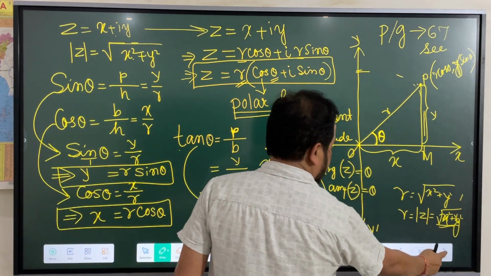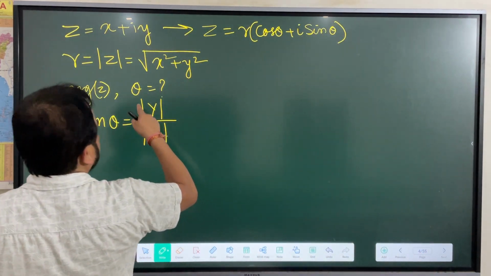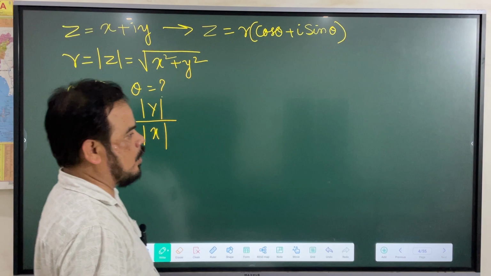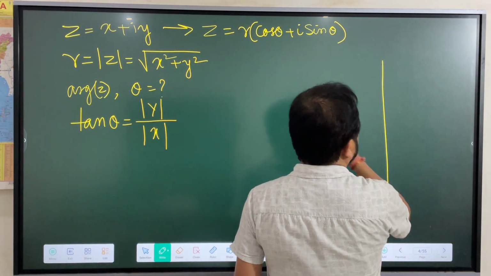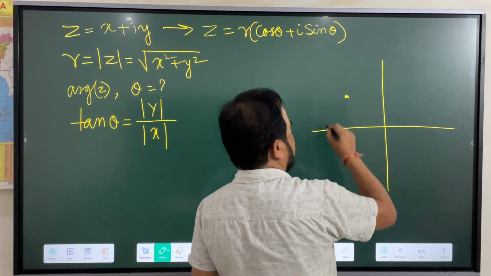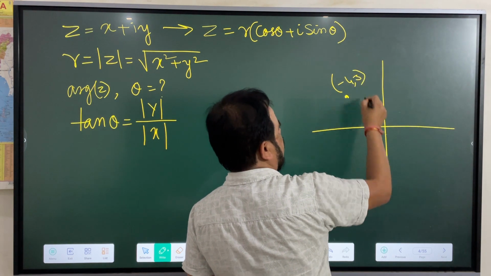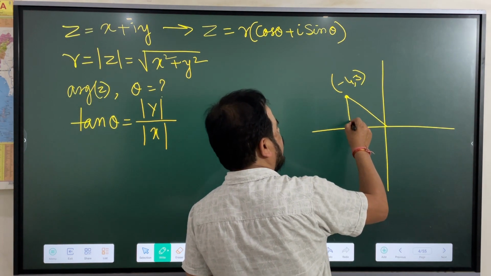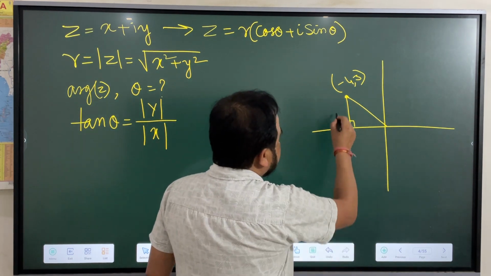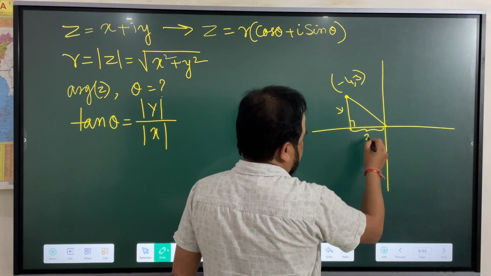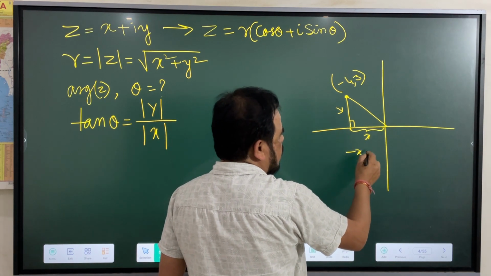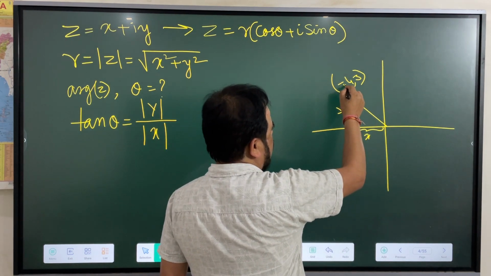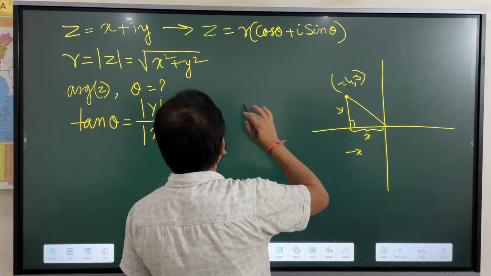Here in this formula I have written mod. Why it is mod? Let me tell you. Suppose here it is minus 4 comma 3. 1 2 3 4, 1 2 3. This is p. Here, this is y and this is x. This side counting is minus x. Suppose this is minus 4 now. But we will not use minus.